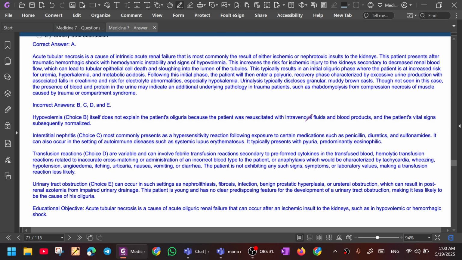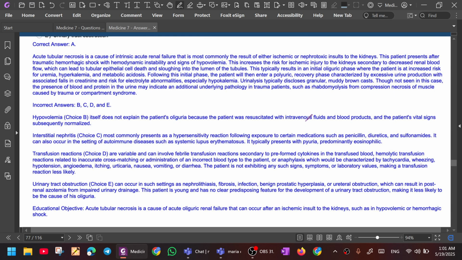E. Urinary tract obstruction, in which settings such as nephrolithiasis, fibrosis, infection, BPH, or ureteral obstruction can result in post-renal azotemia from impaired urinary drainage. This patient is young and has no clear predisposing feature for the development of urinary tract obstruction, making it less likely to be the cause of the oliguria.